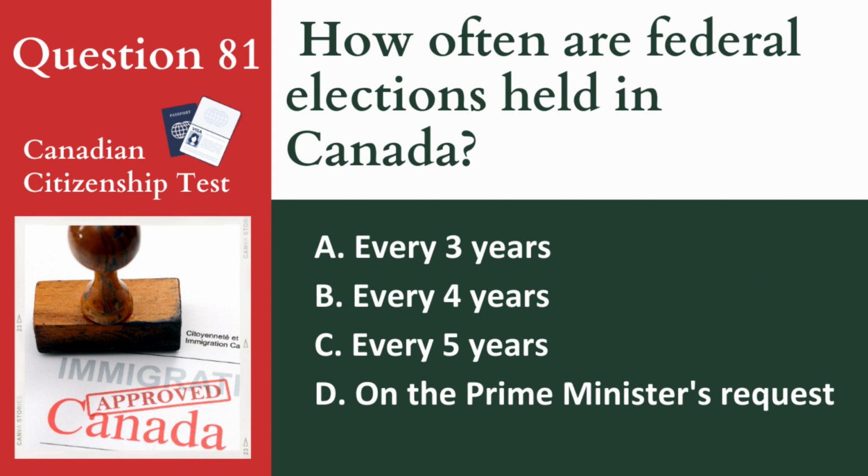Question 81. How often are federal elections held in Canada? A. Every 3 years. B. Every 4 years. C. Every 5 years. D. On the Prime Minister's request.